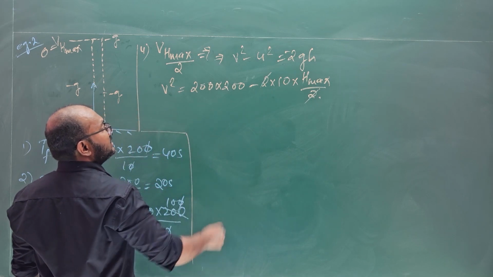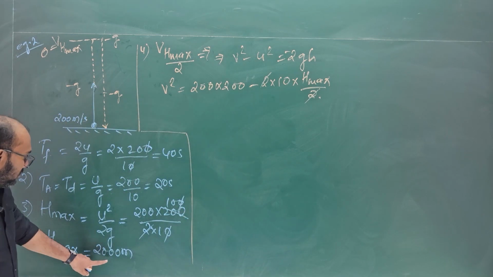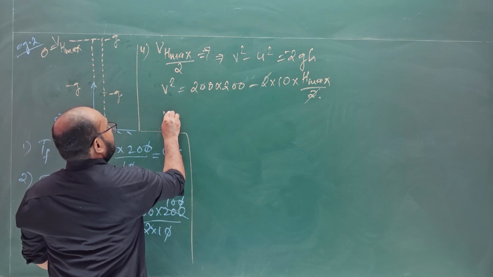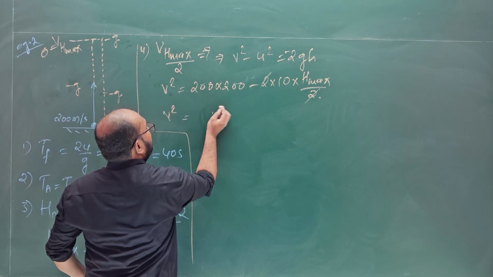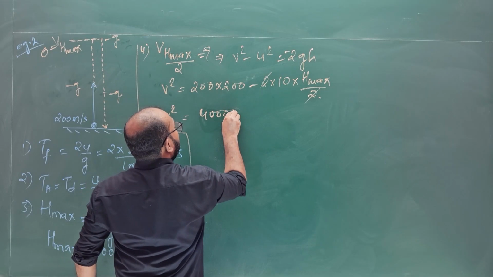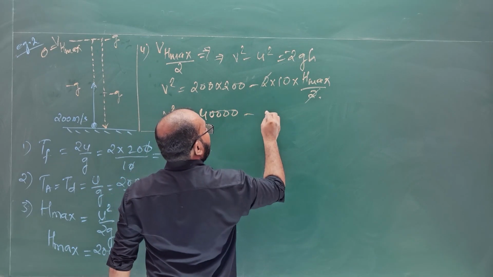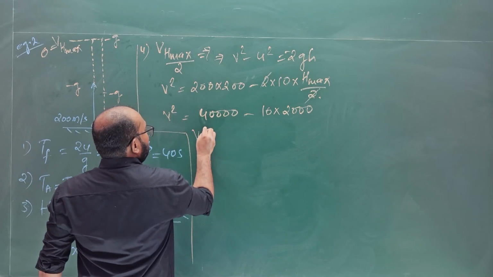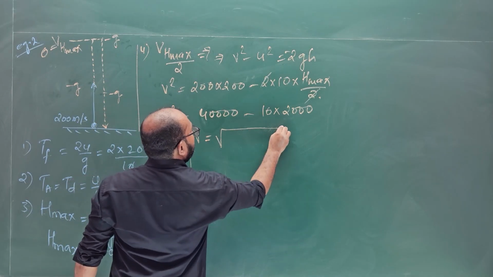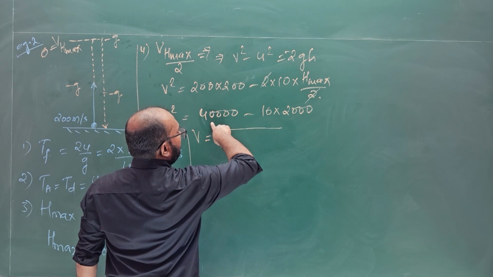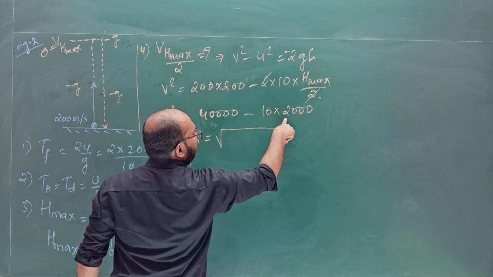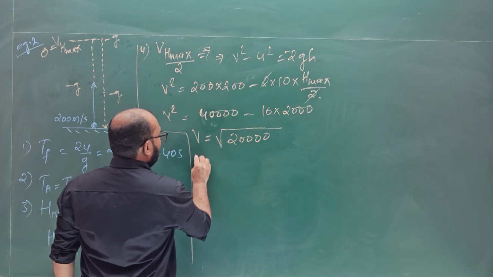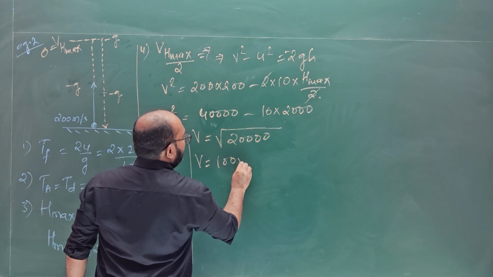Left out is h max. H max is 2000. So v square is equals to 4 zeros, that is 40,000, minus 10 into 2000, that is 20,000. So v square is equal to 20,000, or v is equals to 100 root 2.